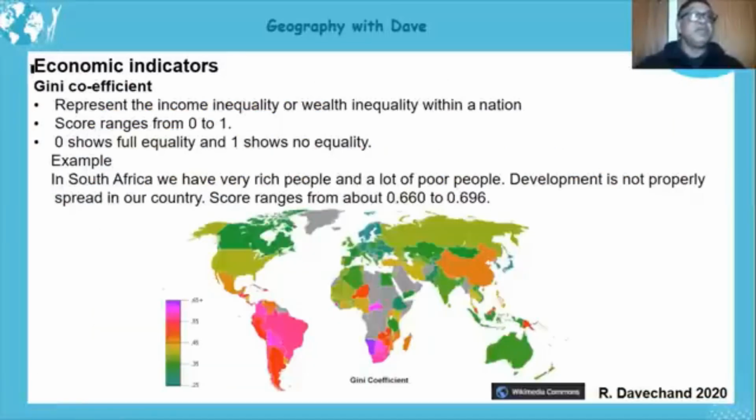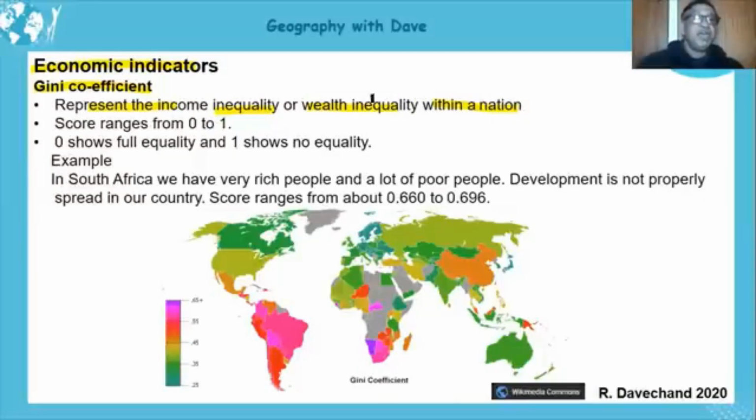Now, other economic indicators, the Gini coefficient. All right, nothing dealing with those fairy tales. The genie comes out of the lamp. This is our geography. Now it represents the income inequality or wealth inequality within a nation. It shows maybe there's rich people and then there's very poor people, people with facilities, people with no facilities, etc. So we work on that.